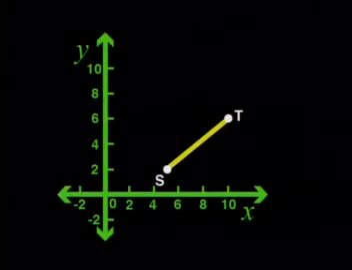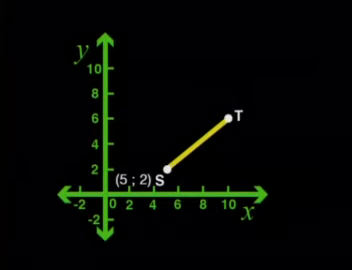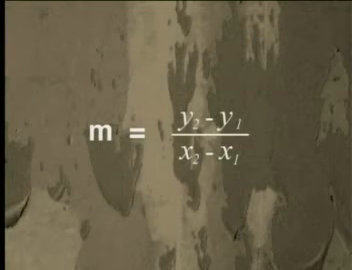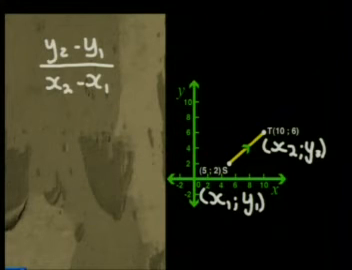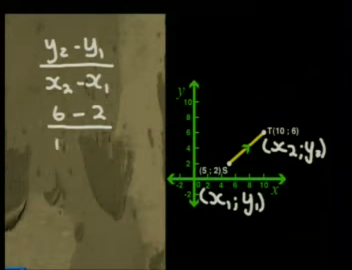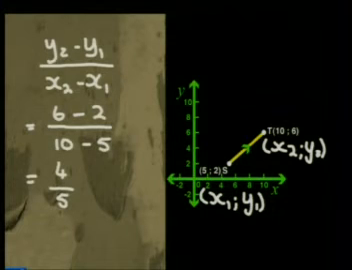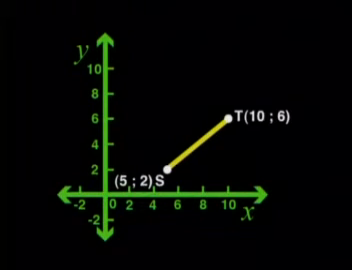Let's look at parallel lines first. I'm going to choose a line segment, copy it and translate it on the Cartesian plane. Watch this carefully. I will take line segment ST. The coordinates of S and T are 5, 2 and 10, 6 respectively. Do you remember the formula for gradient? I know. It's y2 minus y1, all divided by x2 minus x1. Yes. So the gradient of ST will be 6 minus 2, all divided by 10 minus 5, which comes to 4 divided by 5.